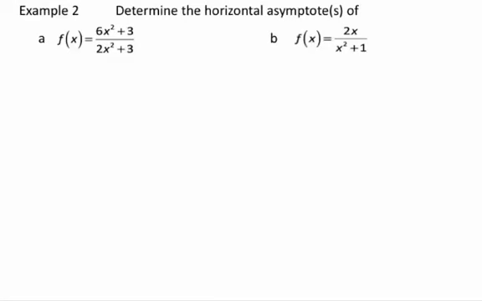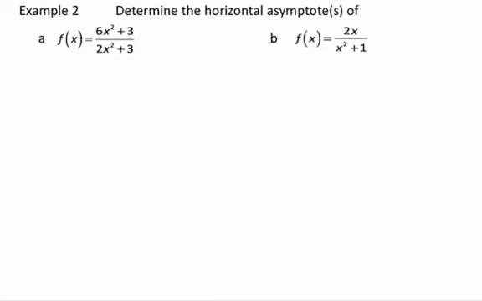Finding horizontal asymptotes of a function. For one thing, horizontal asymptotes, and for that matter, vertical asymptotes, can only exist in rational functions. So if you have just a polynomial function, no fractions, then guess what? You're in luck. No asymptotes. But here we do have two rational functions, so we can find asymptotes.